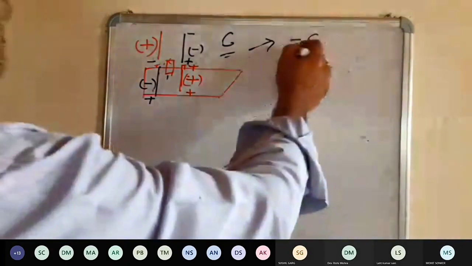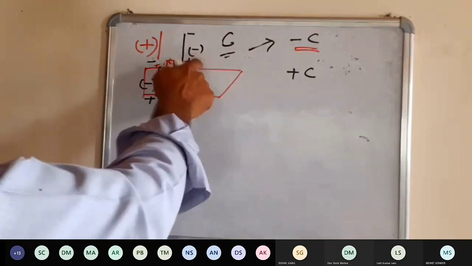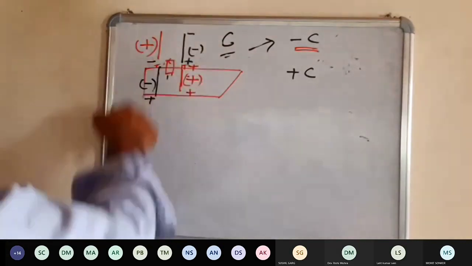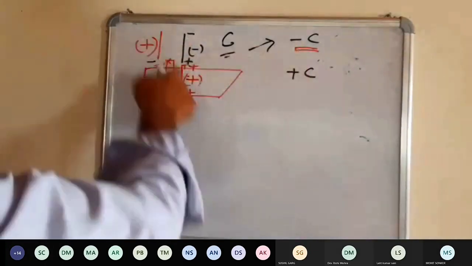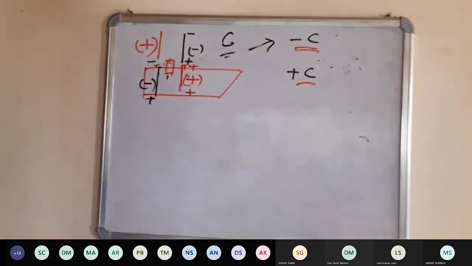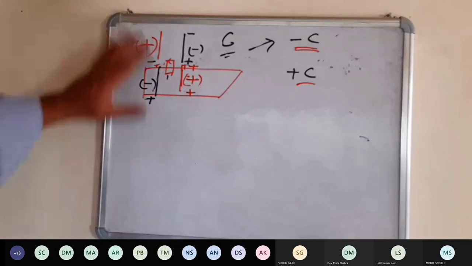So minus C will be created by a rod forward and rod aft. Rod forward and above, rod aft and below. These two will be negative C, and these two will be creating positive C. Okay? So we have understood when these are going to acquire what kind of polarity.